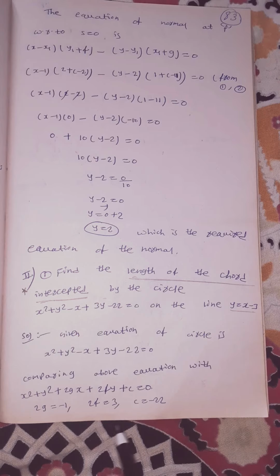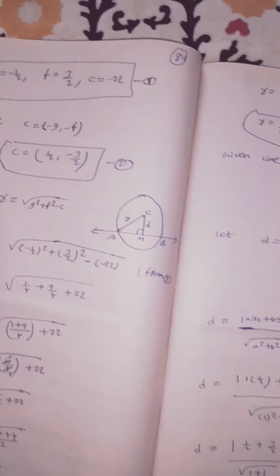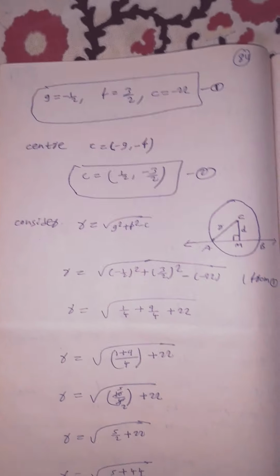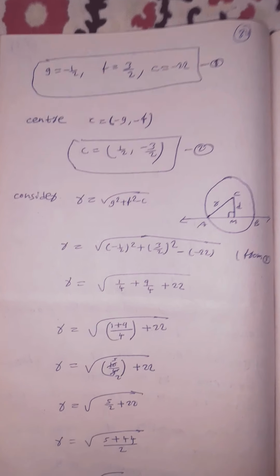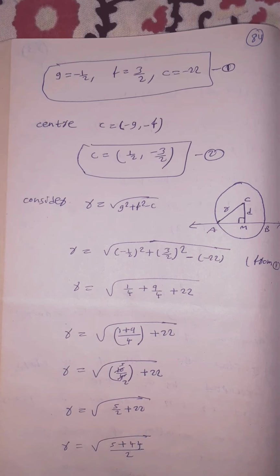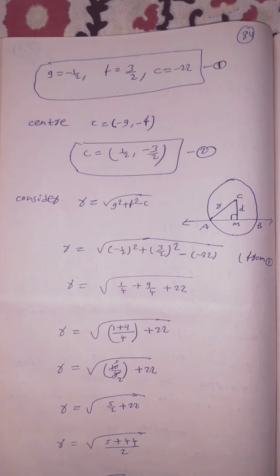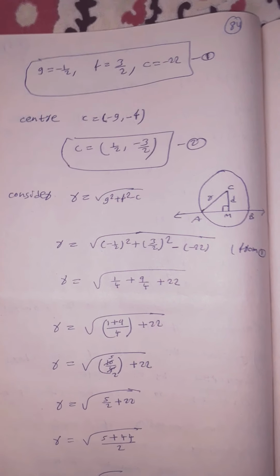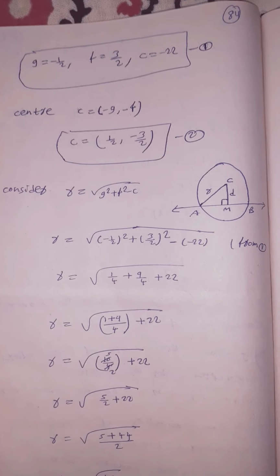Sending the 2 to that side, it will become g is equal to minus 1 by 2, f equal to 3 by 2, c equal to minus 22, children. Equation 1. So it is asking to find the length of the chord, children. The length of chord formula is 2 into under root r square minus d square.